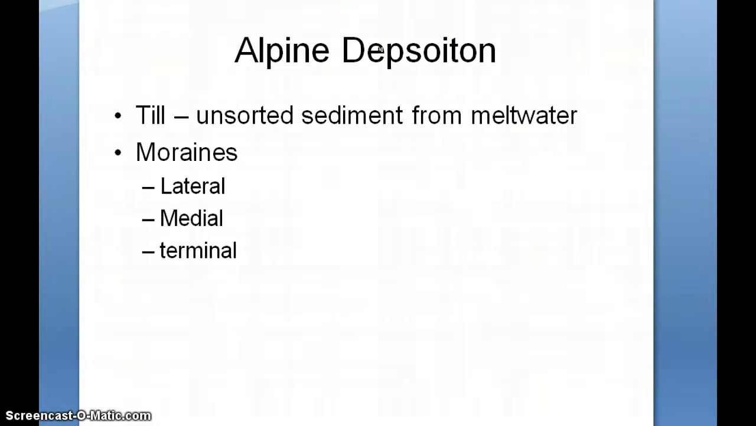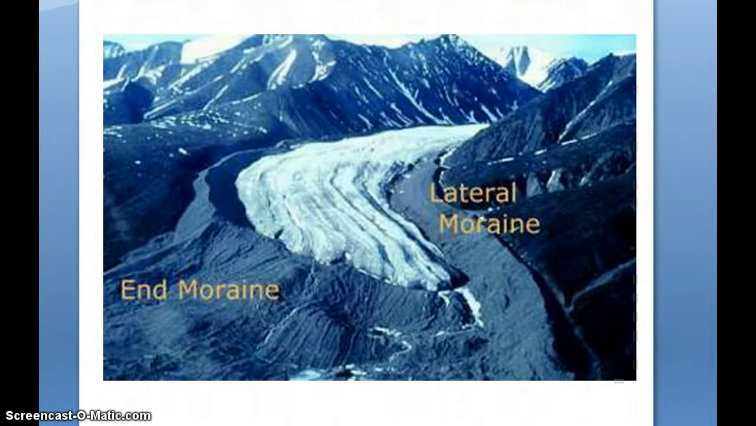So alpine deposition, what we're talking about is the till and outwash that you saw in continental glaciers. But these landforms tend to be on either side of the remnant glacial ice, so they're called moraines. And lateral moraines mean material along the side. Medial would be material in the middle, and terminal moraines would be at the end.